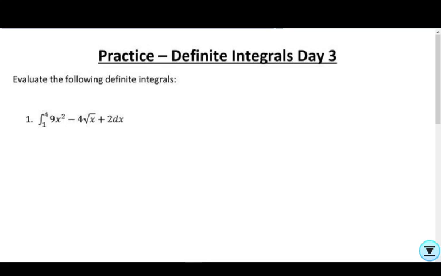Okay, so we're practicing definite integrals. The steps that we basically take are very similar to derivatives, but we're going to be using this equation: the integral from a to b of f of x dx equals the antiderivative of f when you plug in b minus the antiderivative of f when you plug in a. So that's what you're using when you use definite integrals.